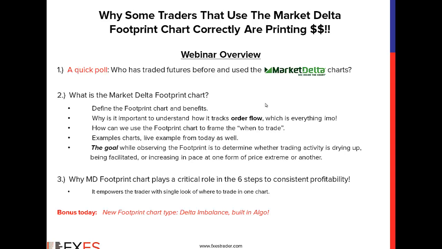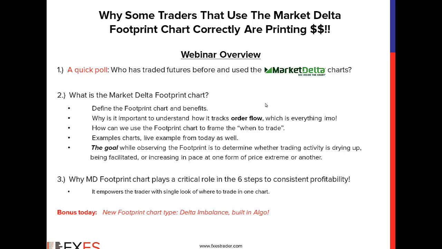So as you see here, the goal while we're learning this and while you're using the footprint is always to determine whether trading activity is drying up, or whether it's being facilitated, as we certainly saw today, with an increasing pace at the extreme price going up. But the key thing is just looking at whether it's being facilitated at one price extreme or another. And as I've had a request, I'll offer my 6 steps to consistent profitability more towards the end.